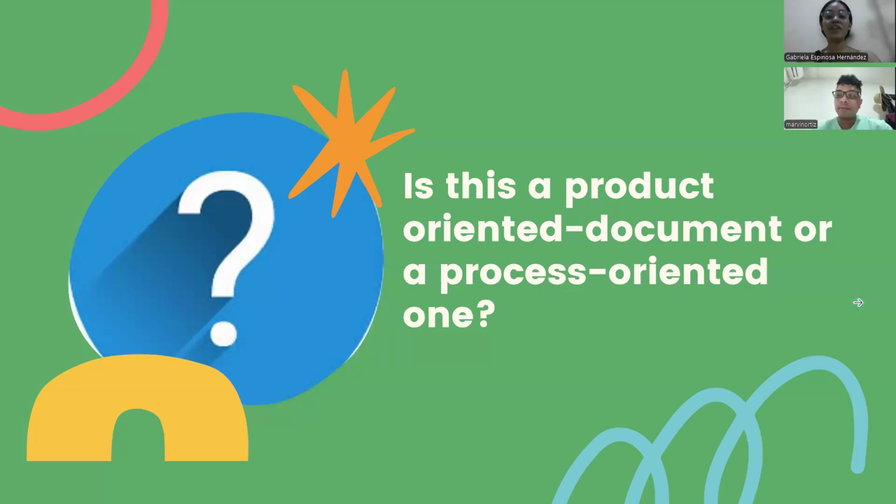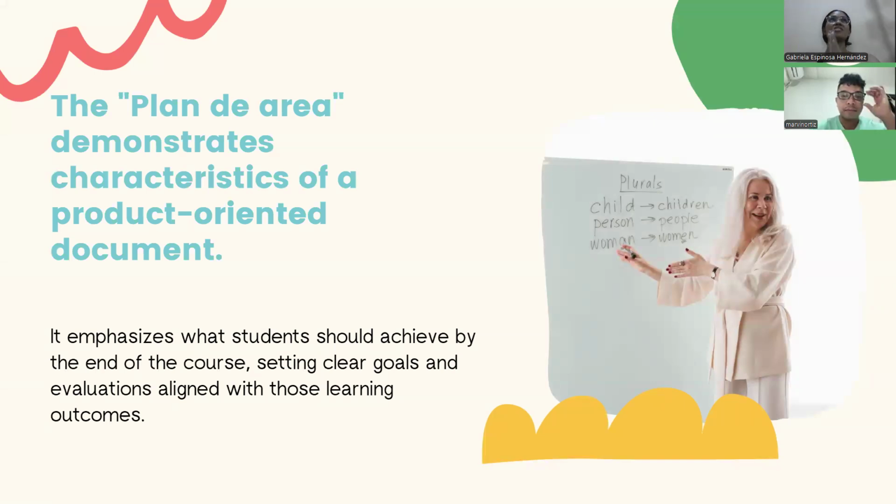Okay. The first question is: is this syllabus product oriented or process oriented? Michelle, please. This syllabus is product oriented because it emphasizes what the student should achieve by the end of the course, setting clear goals and evaluation aligned with those learning outcomes. For example, the next, please.